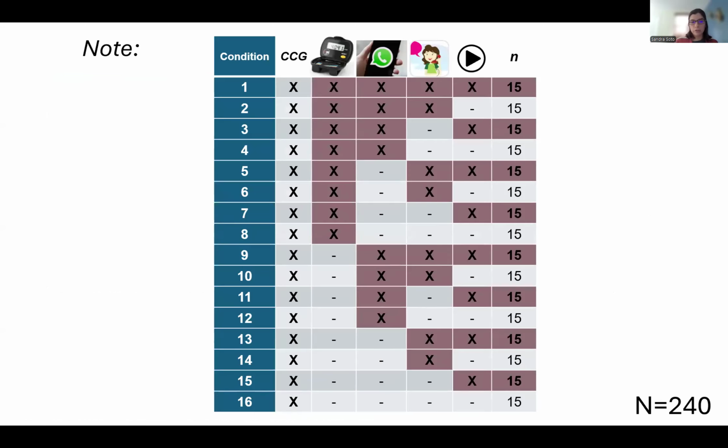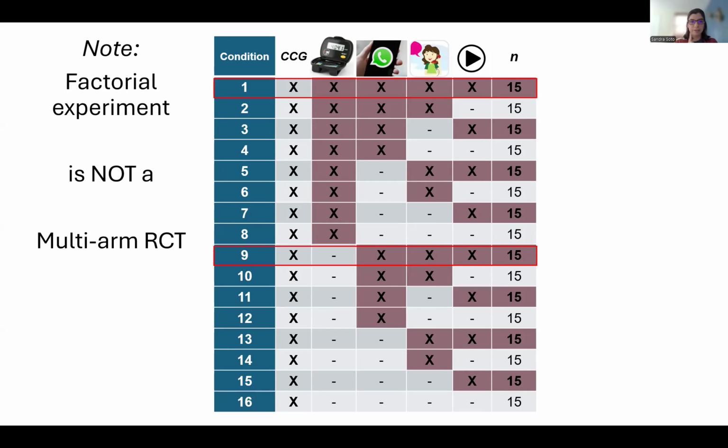I do want to make a note. In this example, if we were to do this experiment with our 4 components, we did a sample size calculation, and we would have needed 240 participants, 16 conditions. But I want to note, again, we are comparing the group of conditions that receives the component versus the group of conditions that do not. What we are not doing is a multi-arm RCT where we're comparing one condition versus another condition. Because if you see, I've added the sample per condition that we're going to need to be able to do this factorial experiment, and we need 15 per condition.